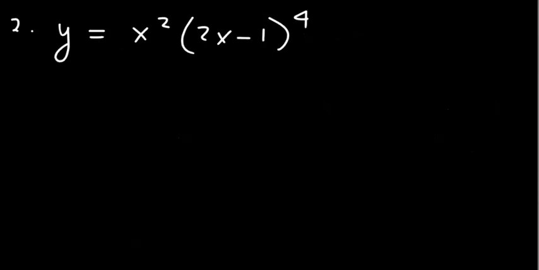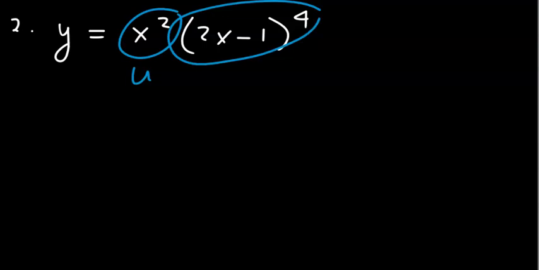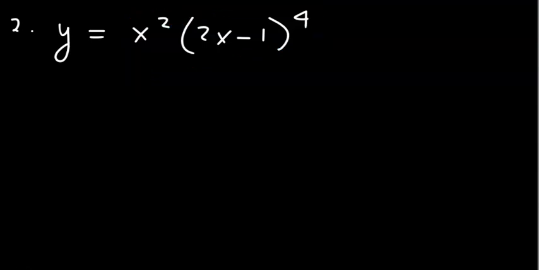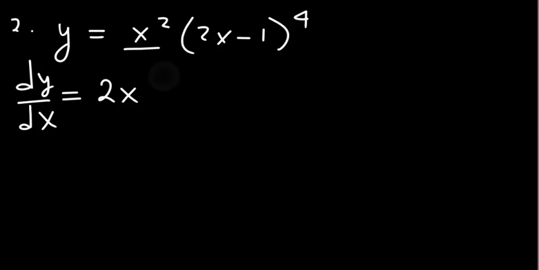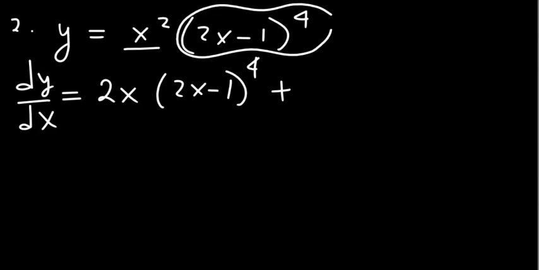Let's look at the second example. We want to differentiate y with respect to x. Of course, you can take x squared to be the first function u and the remaining one to be v. So applying the product rule, we will get the following. Let's differentiate the first function with respect to x. So you're going to get 2x, and then multiply that with the second function, which is (2x minus 1) to the power 4. Plus, now we want to differentiate the second function, which is (2x minus 1) to the power 4.